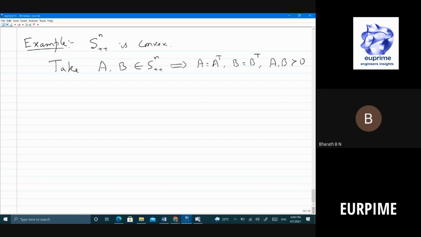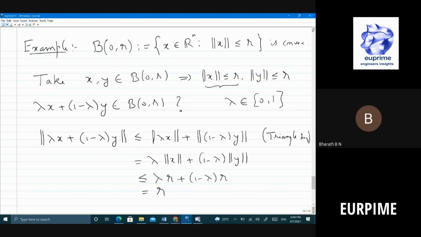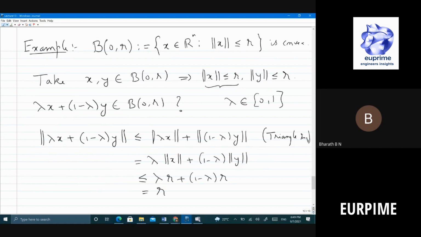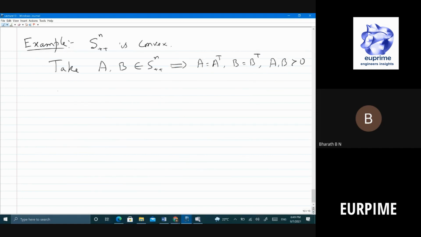No, what did we do? You just have to mimic this, right? What did we do here? We took 2 points in C. C could be anything, right? It could be Sn plus plus or it could be something else. In the current situation, I have taken two matrices. And what is the line? It's lambda x plus 1 minus lambda y, right? What should I do here? Same thing. Lambda A plus 1 minus lambda B.